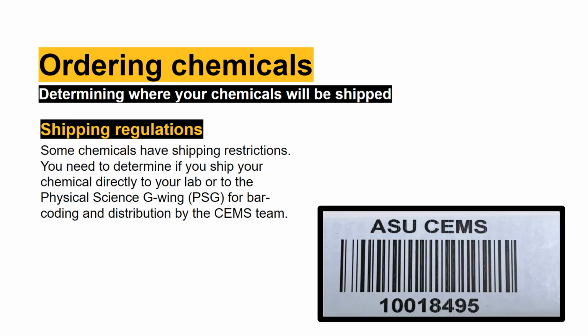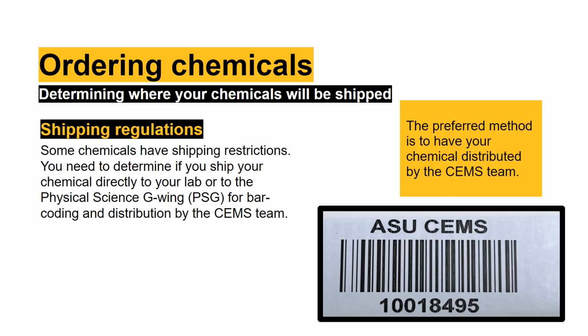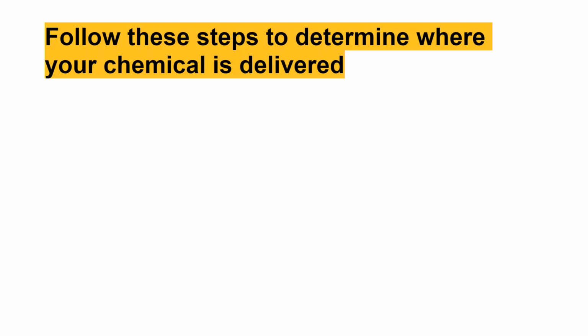You need to determine if you ship your chemical directly to your lab or to the Physical Science G-Wing, PSG, for barcoding and distribution by the CEMS team. The preferred method is to have your chemical distributed by the CEMS team. Follow these steps to determine where your chemical is delivered.